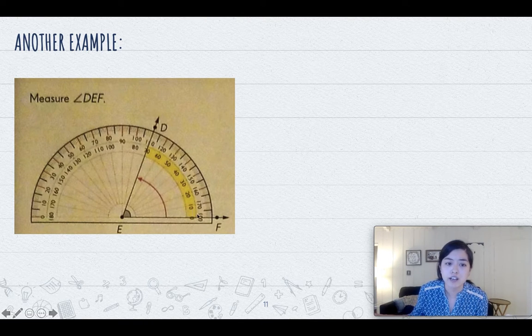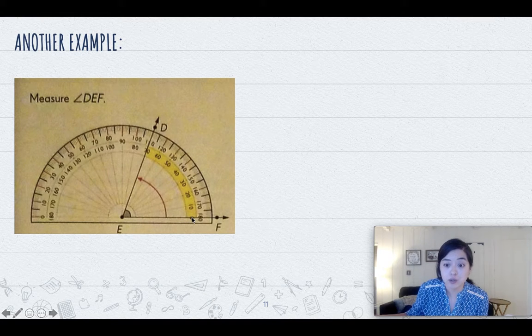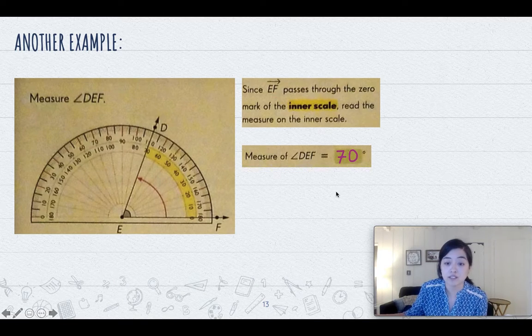Now, should I use the inner scale or the outer scale to measure my angle DEF? Well, let's see. If I start with the outer scale, the numbers start at 180, 170, 160, 150. I guess I can use the outer scale, but it'll make my math a little harder because I'll have to subtract 110 from 180. But if I start at 0 using the inner scale, I just have to see where it lies: 0, 10, 20, 30, 40, 50, 60, and then my ray ED passes through 70. So we're going to use the inner scale, and I see that angle DEF is 70 degrees.